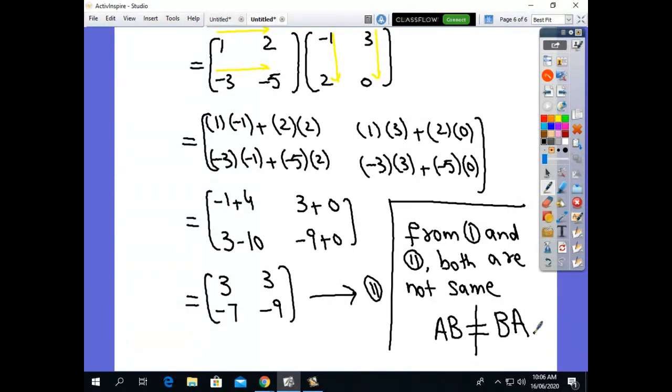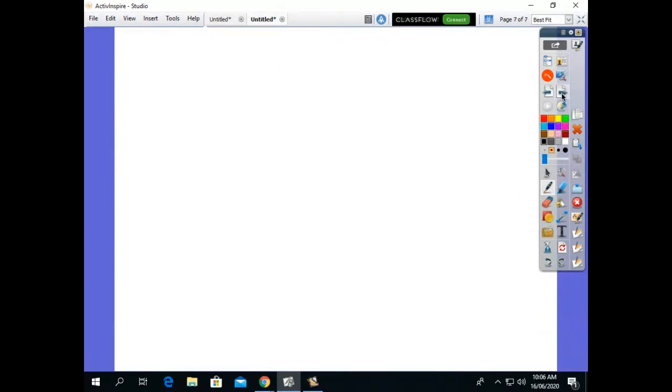Sir, in question 5, we only have to solve the left hand side and then the right hand side, then we just have to write whether they are equal or not. Yes, first of all you solve the left hand side and then you solve the right hand side. Then we write whether they are equal or not. Okay, sir.